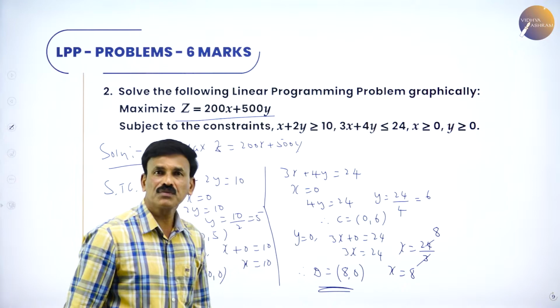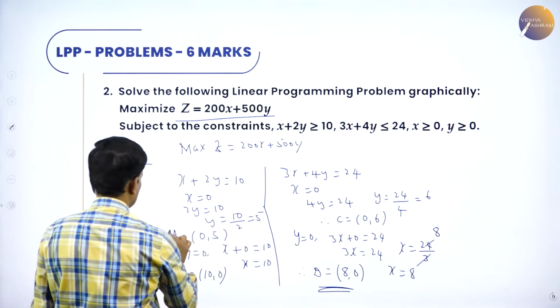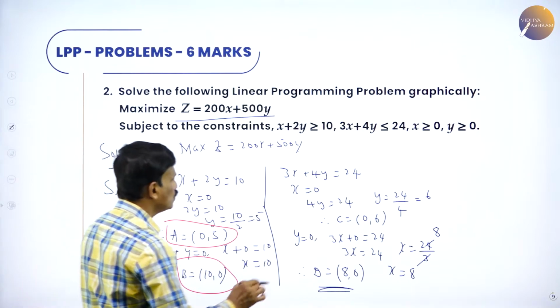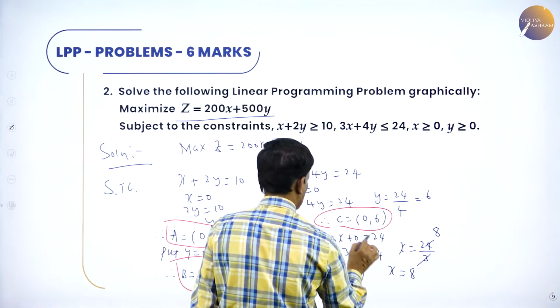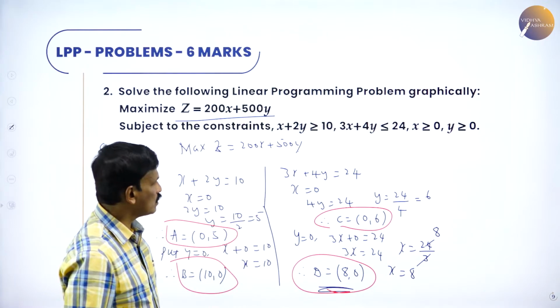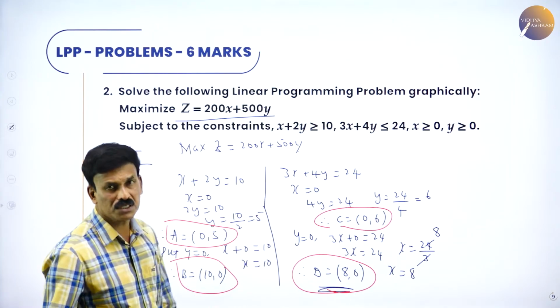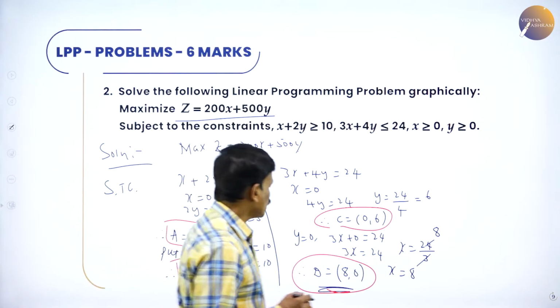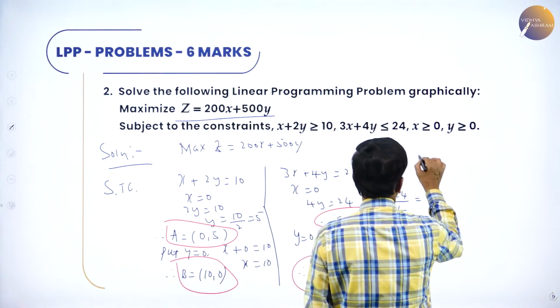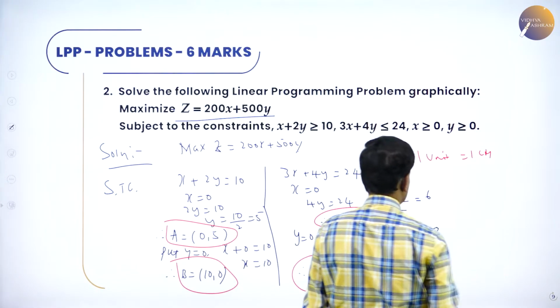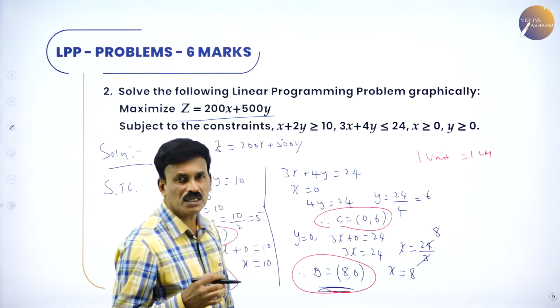So, what are the points? A is 0 comma 5, B is 10 comma 0, C is 0 comma 6 and D is 8 comma 0. These are the corner points. Now, let us represent these points on a graph. Since the maximum value is 10, let us take 1 unit equal to 1 centimeter on the graph sheet.